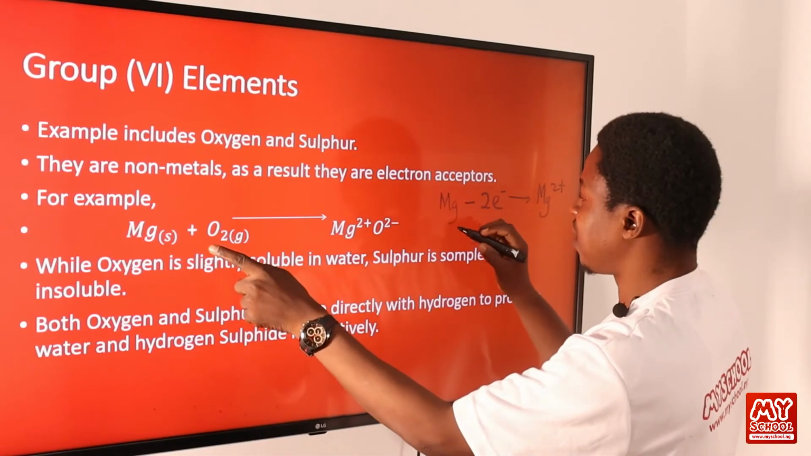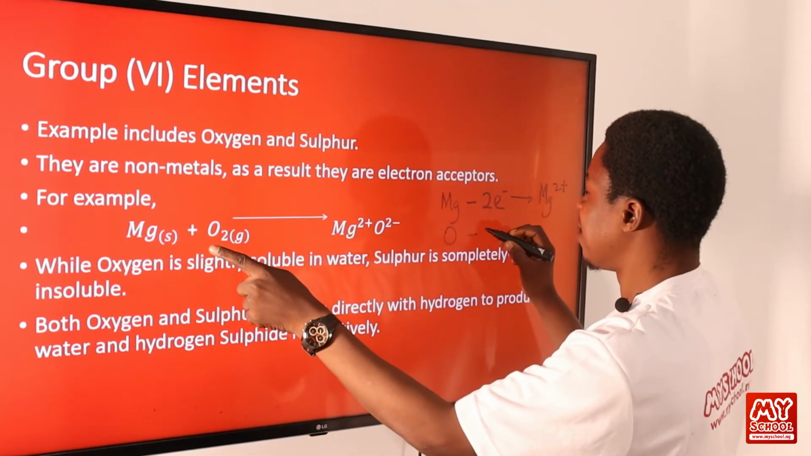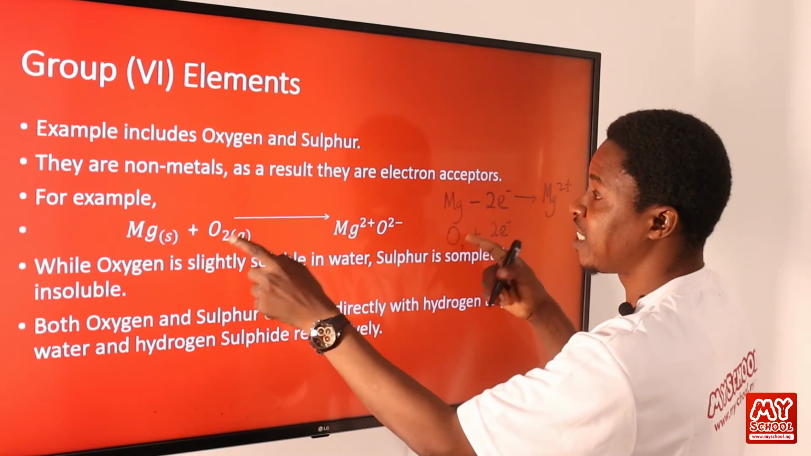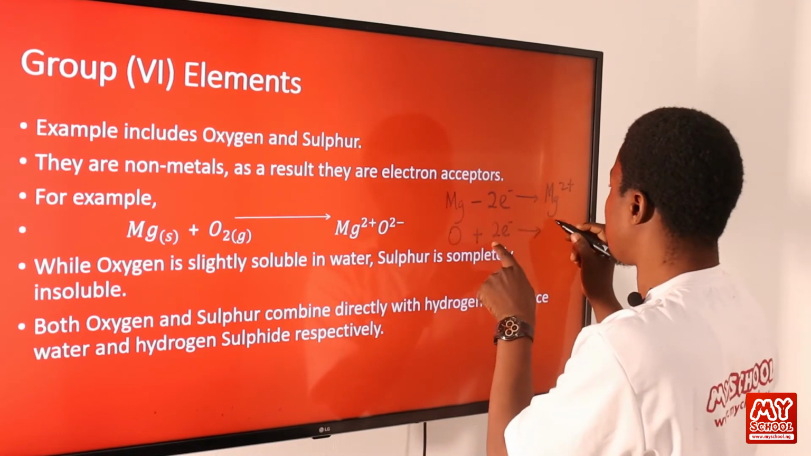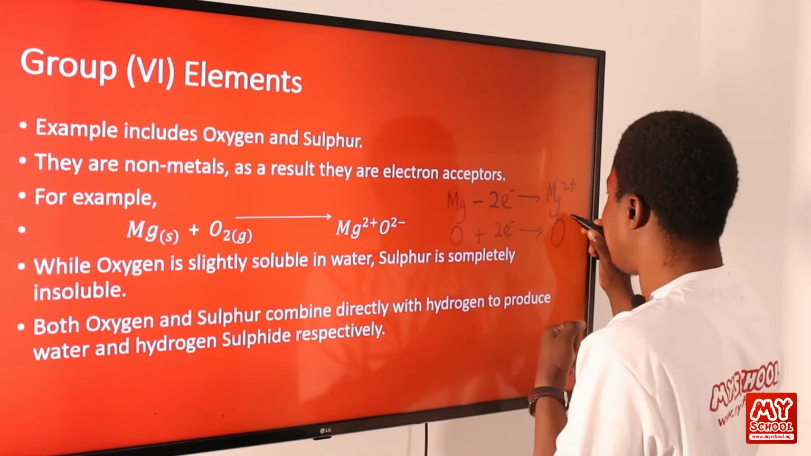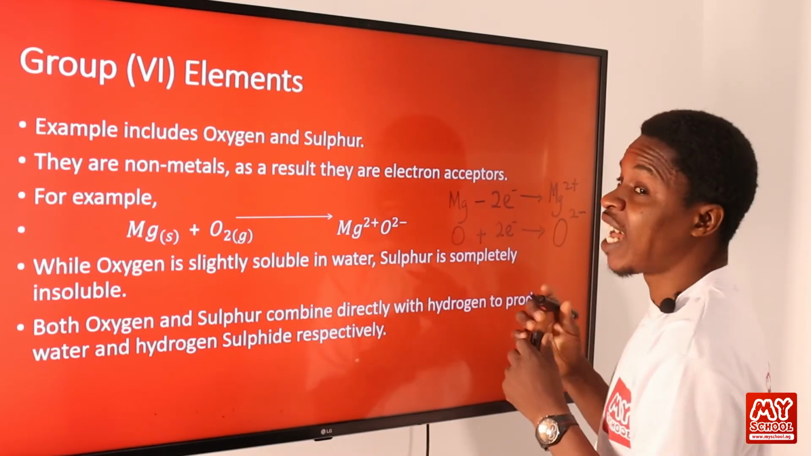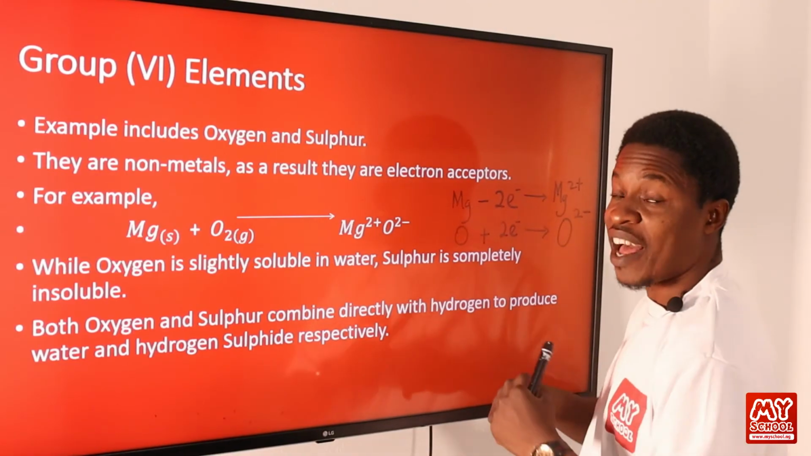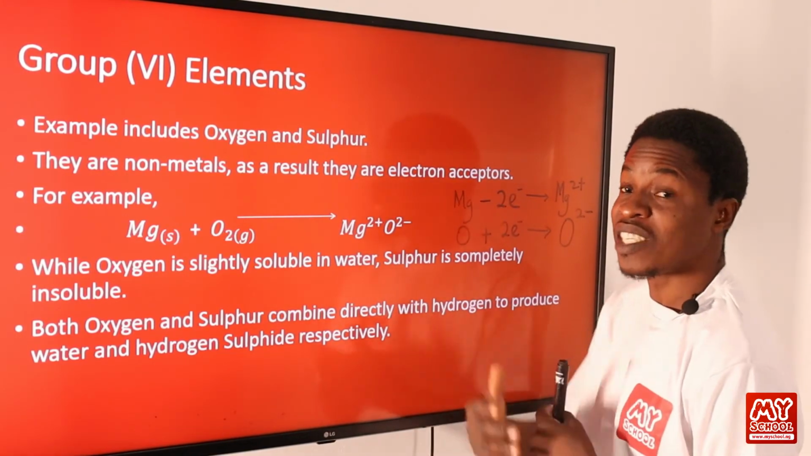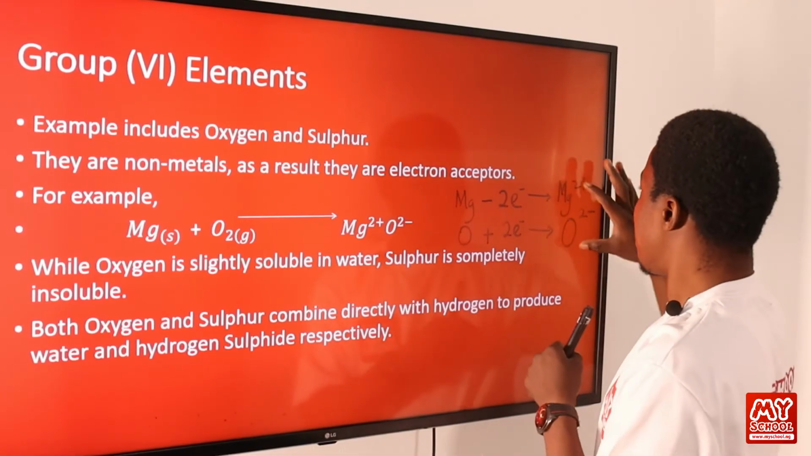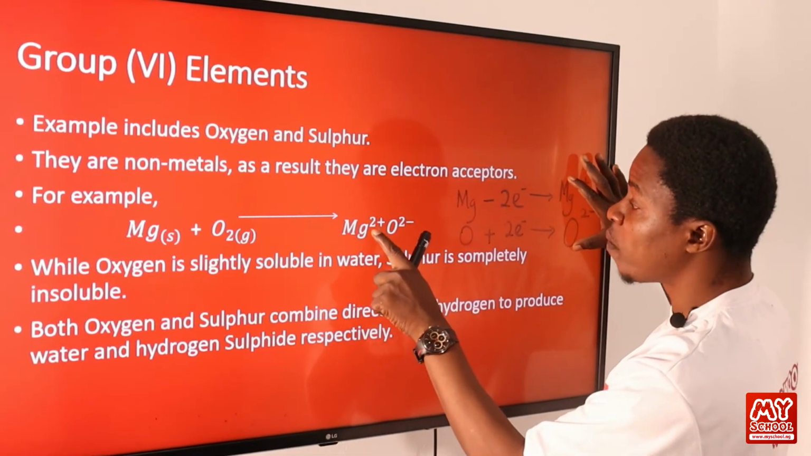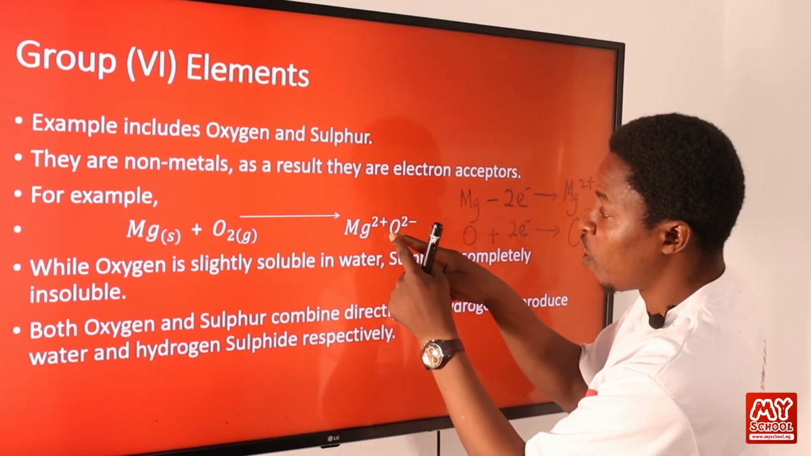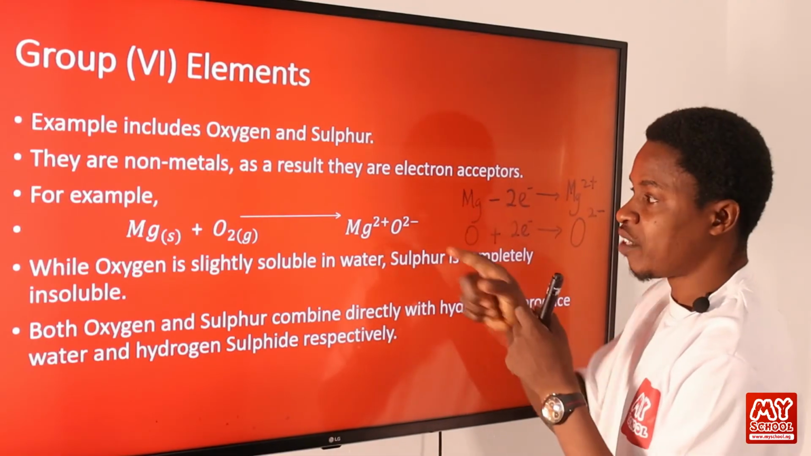Then oxygen here will gain 2 electrons because it is accepting. We gain 2 electrons to become oxygen ion. Because it is gaining, it becomes negatively charged. So the ones that gain, that accept, are negatively charged. The one that gives becomes positively charged. It's showing that I have excess. So I give 2 electrons out, so I'm positive, while this is negative. If you combine the two together, that's why we have Mg2+ O2-. It means the 2 electrons that this magnesium is giving out, this oxygen is accepting. That's how we write it.